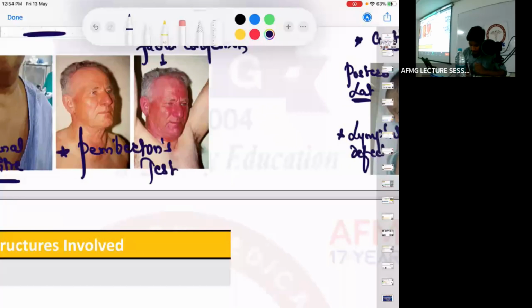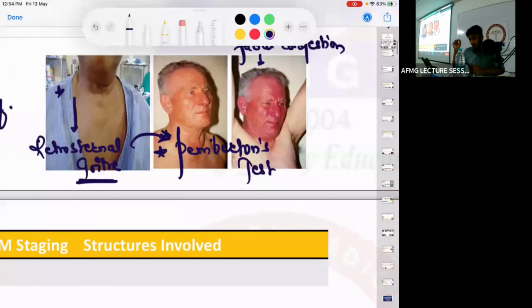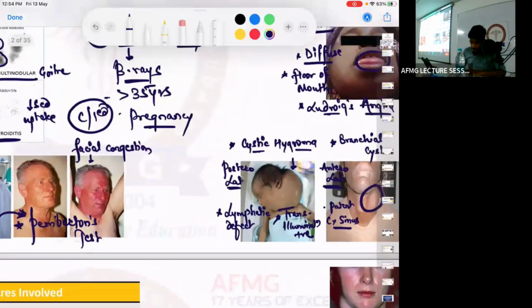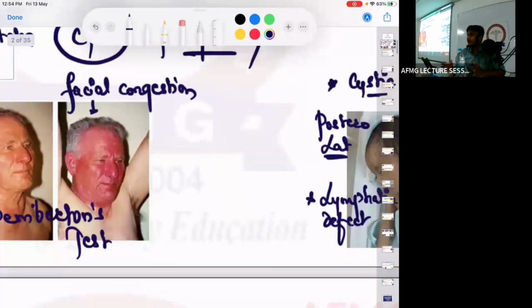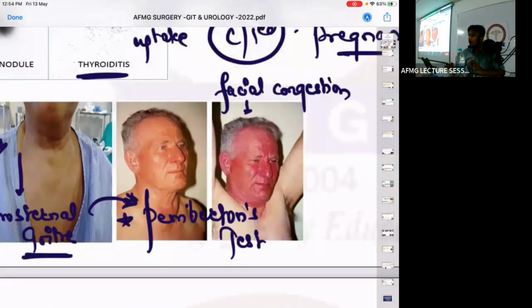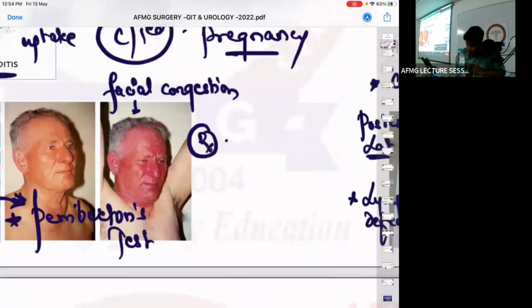And Pemberton's test is positive in retrosternal goiter. No issues with this. Remember, the image for Pemberton has already come. Now please tell me, what is the treatment of goiter? Definitely thyroidectomy. For retrosternal goiter, would thyroidectomy be performed from the cervical approach or from the sternal approach? So mainly it is done from the cervical approach.